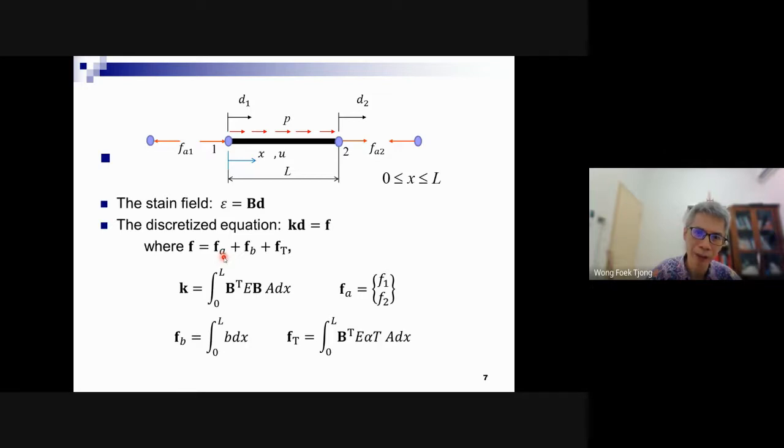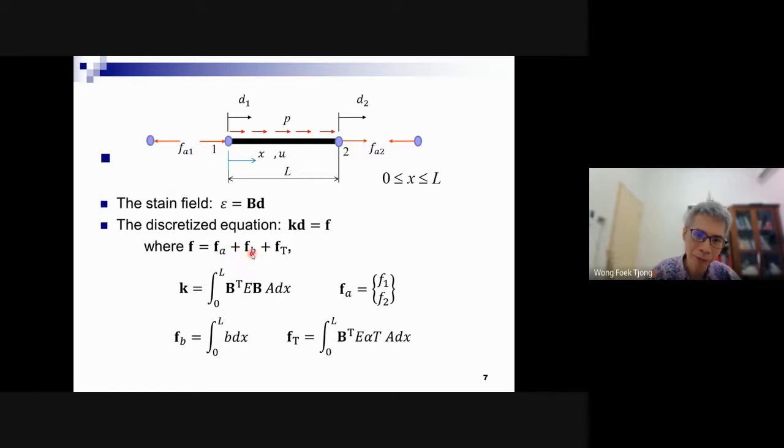FA is the actual applied nodal force to balance this one, to keep the element in equilibrium. This is still unknown, okay, this is unknown. So we have to solve for it. But yes, we cannot solve directly because we have to assemble first, and then when we assemble, this will disappear because the imbalance is zero, right?